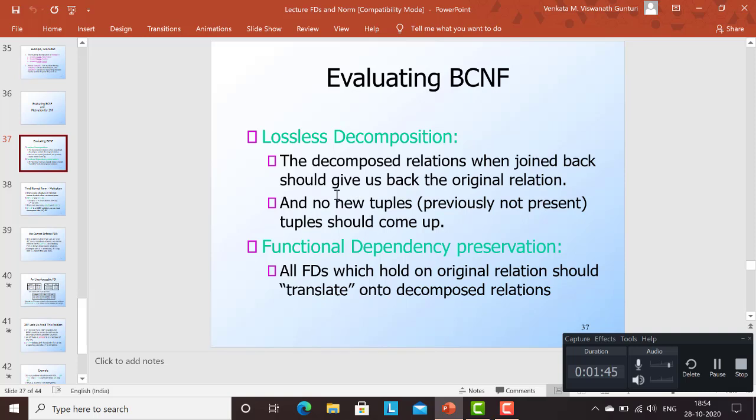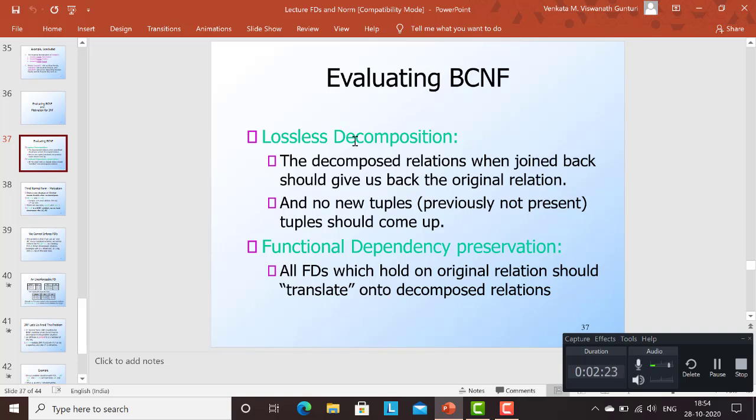So this is what is meant by lossless decomposition. And this is so important. The property of lossless decomposition is that any normalization algorithm which does not follow lossless decomposition is just considered garbage. It's not even studied anywhere. The textbooks don't even consider it, right? So you can just take it for now that BCNF and 3NF, whichever we are going to study, will have lossless decomposition. Otherwise it's not even worth studying, right?